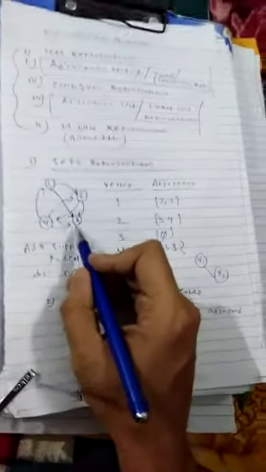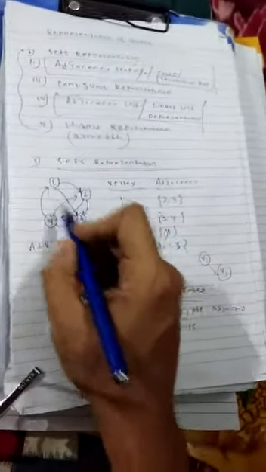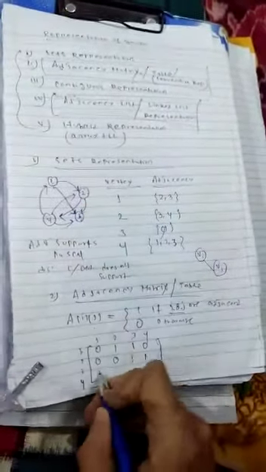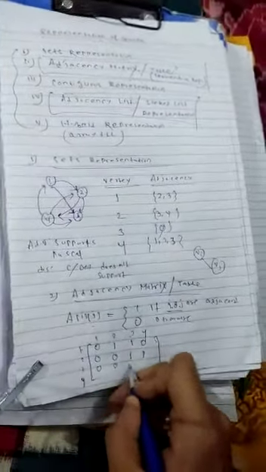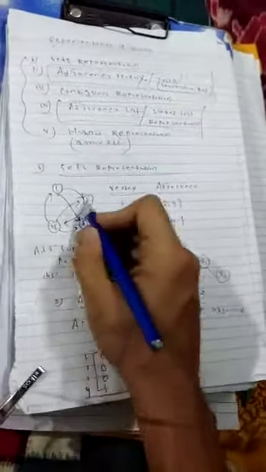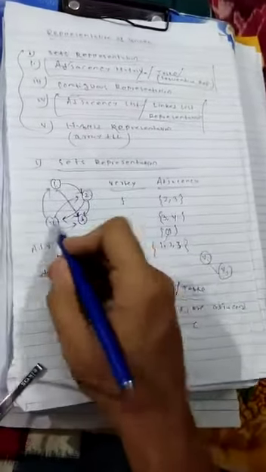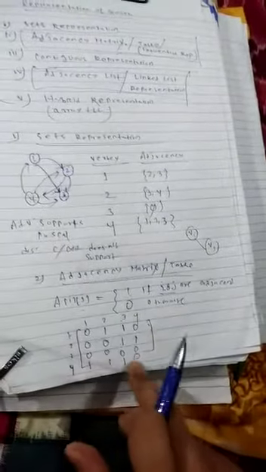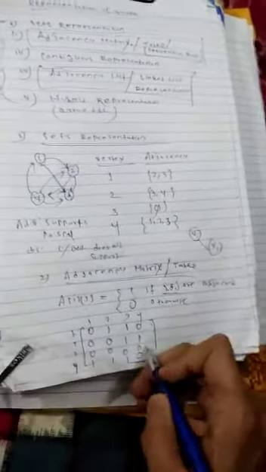Okay, then from 3, see, no out-degree edges are there. Okay, no edges going out of the node, only incoming edges are there. That means here 0 0 0 0. From 4, see, 4 to 1 present, we have to write 1, 4 to 2 present, we have to write 1, 4 to 3 also present, you have to write 1, and then 4 to 4 is 0. So this is your adjacency matrix representation of this graph, that is your 4 cross 4. Okay, clear?